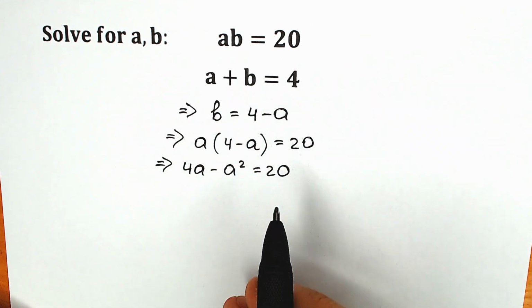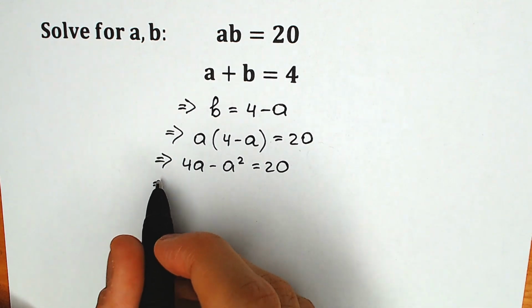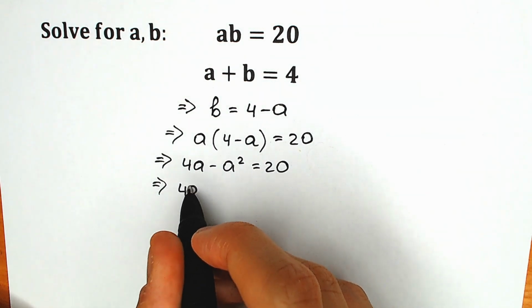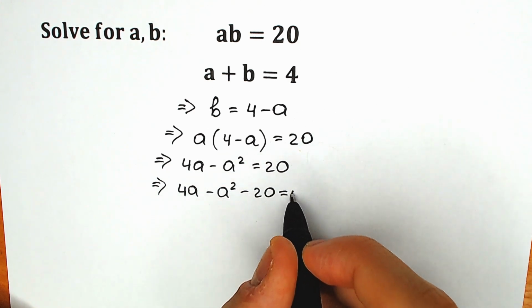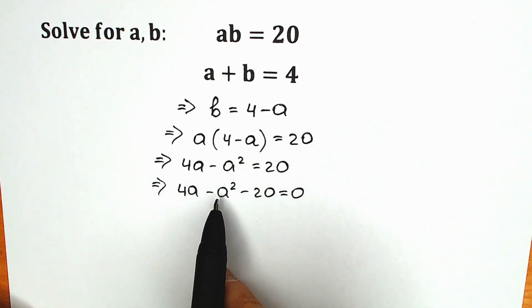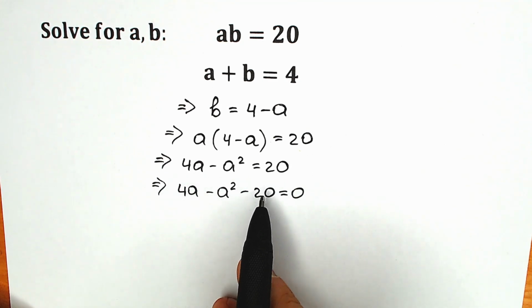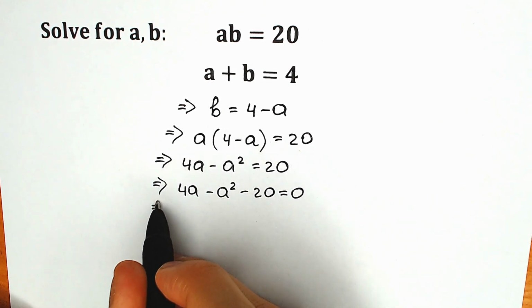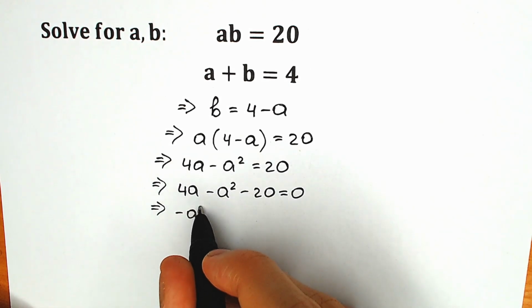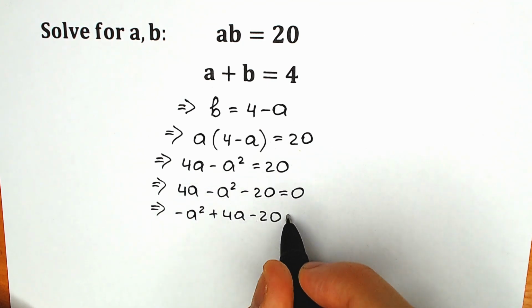So right now we prefer 0 on the right side, so let's subtract 20 from both sides. As a result, we have 4a minus a squared minus 20 equal to 0. And the second thing we're going to do, we're going to change the order a little bit, because we prefer the second power on the first position, a on the second, and the constant on the third. We have the constant on the third position, but we need to change these variables' places. So we have minus a squared plus 4a minus 20 equal to 0.